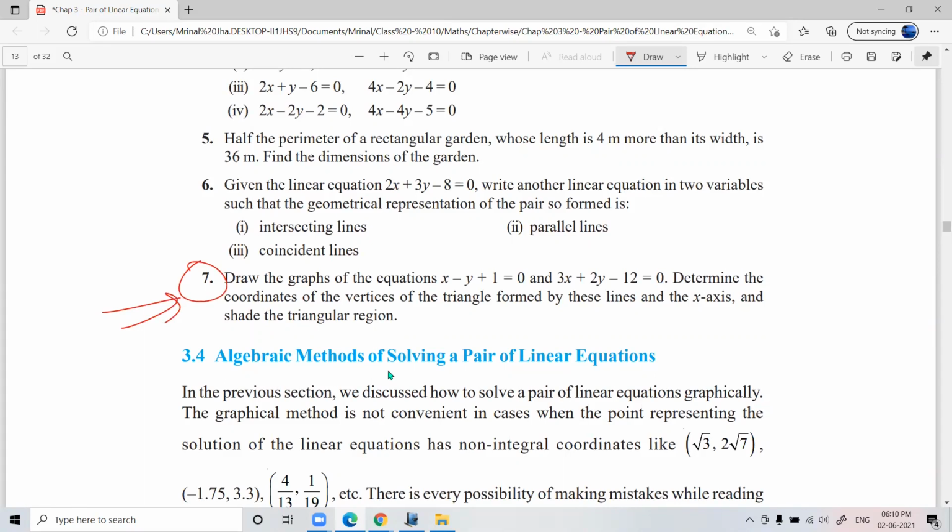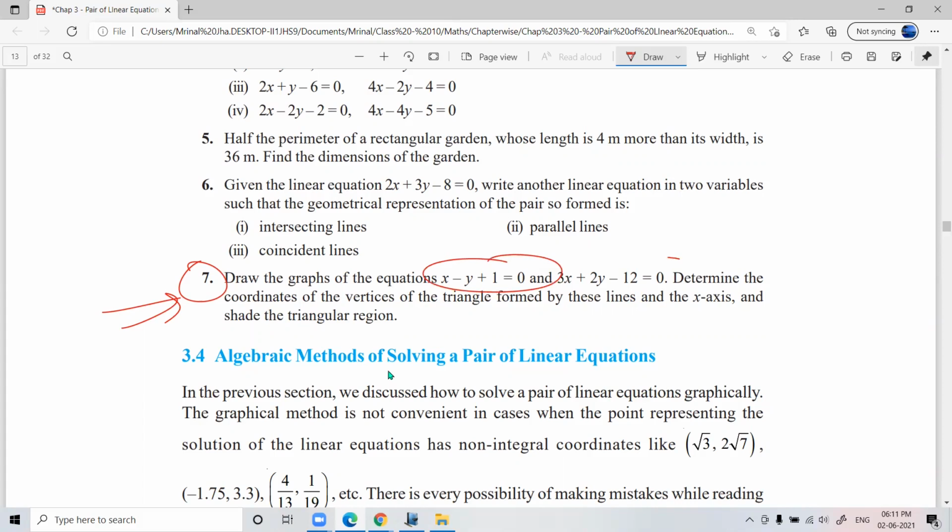Yes, sir. Okay. So they're saying draw the graph of equations, this and this. Two pair of linear equations have been given to you. They're asking you to draw the graph. Determine the coordinates of the vertices of the triangle formed by these lines and the x-axis.